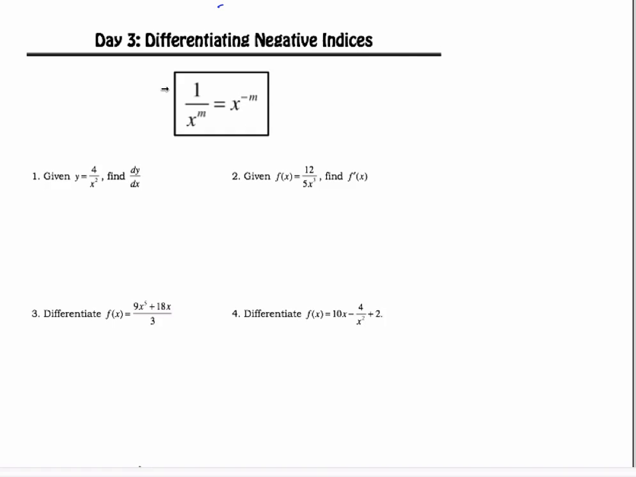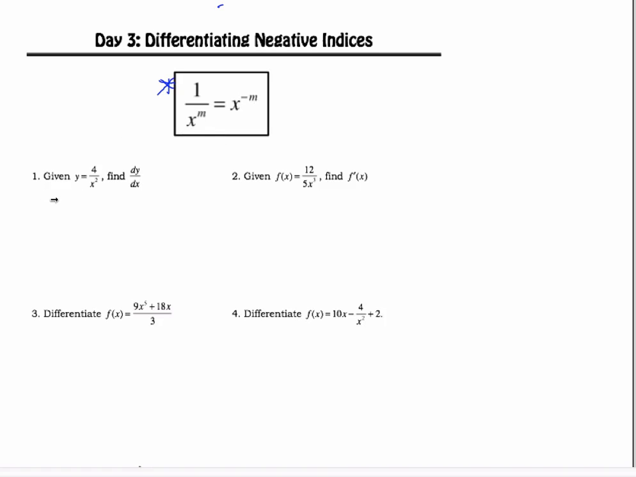Okay, so it's very important to remember that if you have 1 over x to the power of m, that equals x to the power of negative m. So we can convert things like this, which is like a fraction with x in the denominator, into something like this, which we already know how to differentiate.